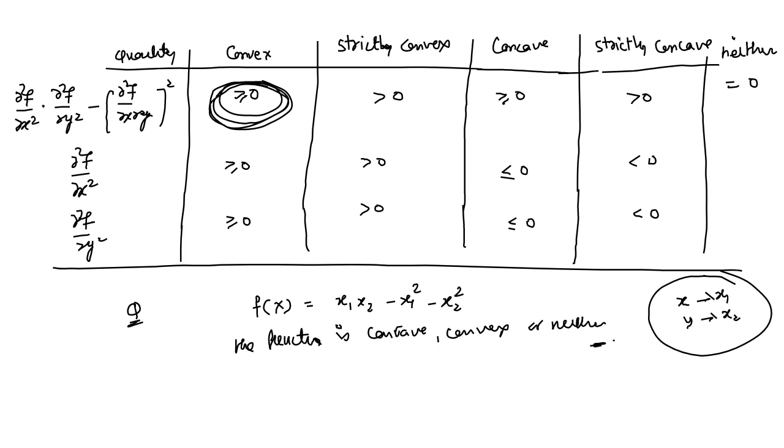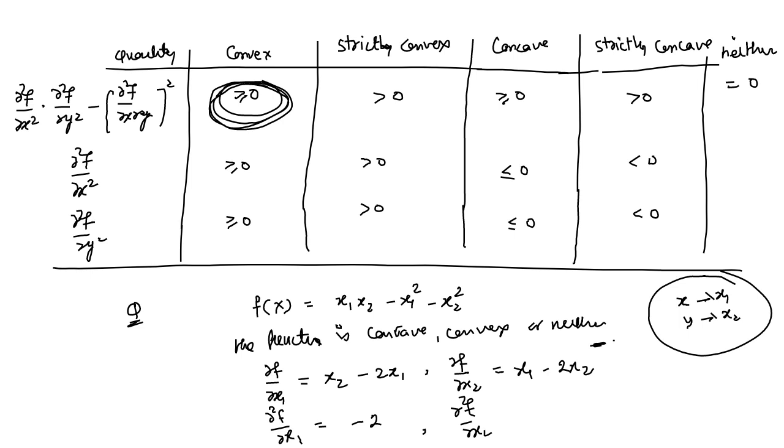So we just calculate del f upon del x1. Del f upon del x1 here is x2 minus 2x1, and del f upon del x2 gives us x1 minus 2x2. And now we obtain the second derivatives: del square f upon del x1 square gives us minus 2, and del square f upon del x2 square also gives us minus 2.